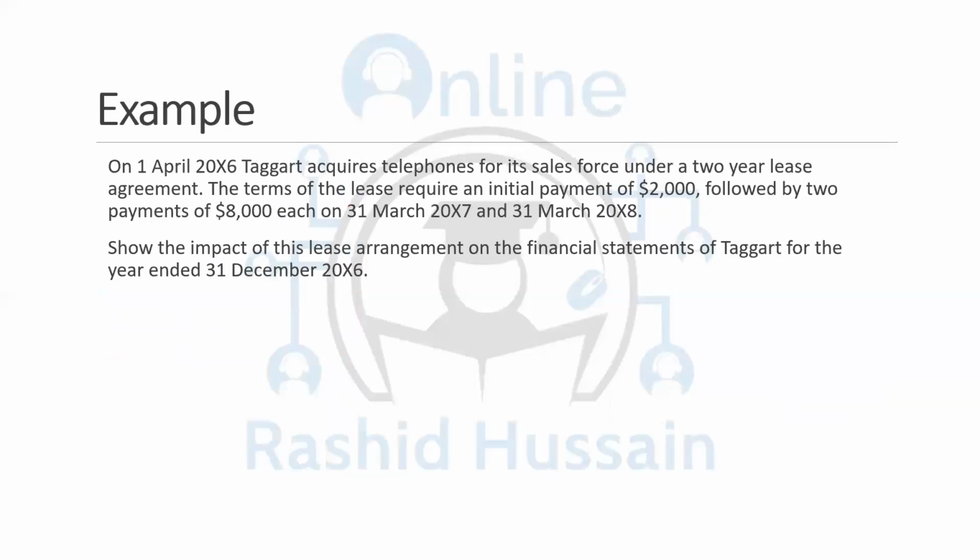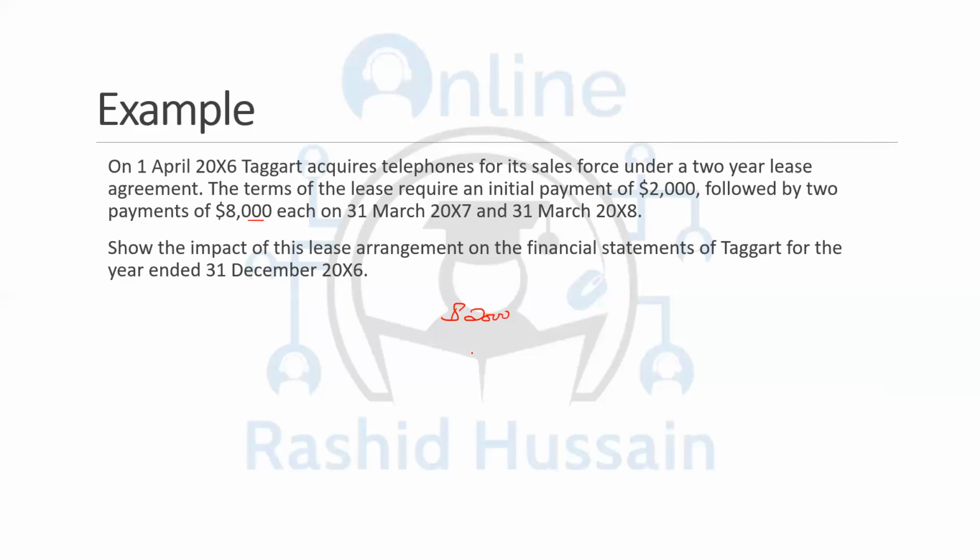On 1st April 2006, Taggart acquires telephones. Now we know telephones are low value leases. Taggart acquires telephones for its sales force under a 2-year lease agreement. So it's not a short-term lease, it's a low value lease. The terms of the lease required an initial payment of $2,000, followed by 2 payments of $8,000 each.